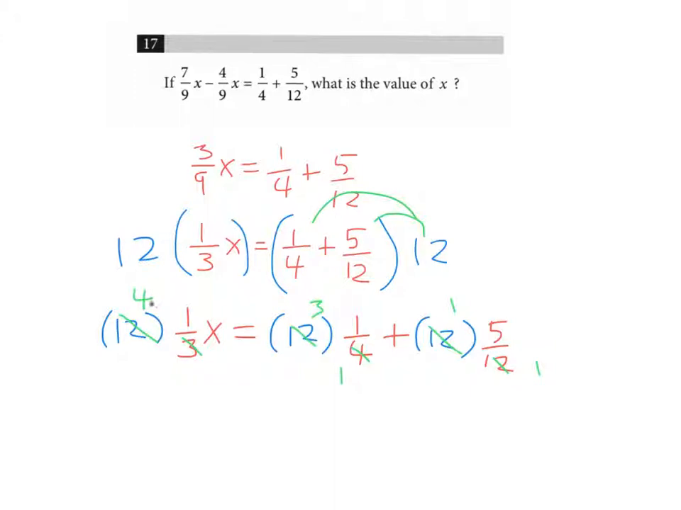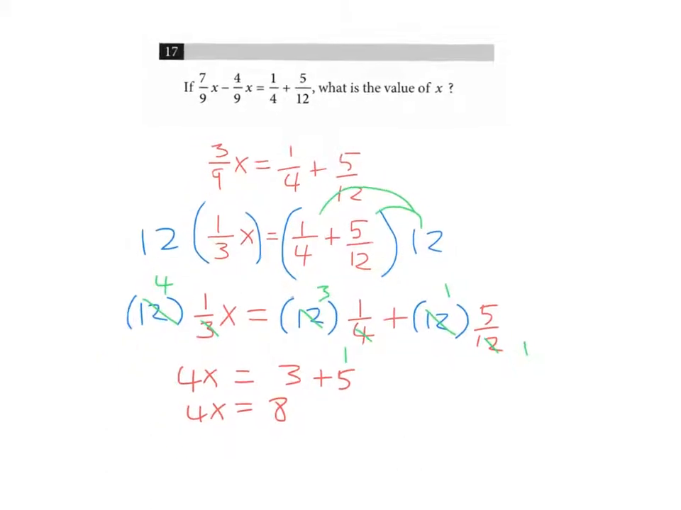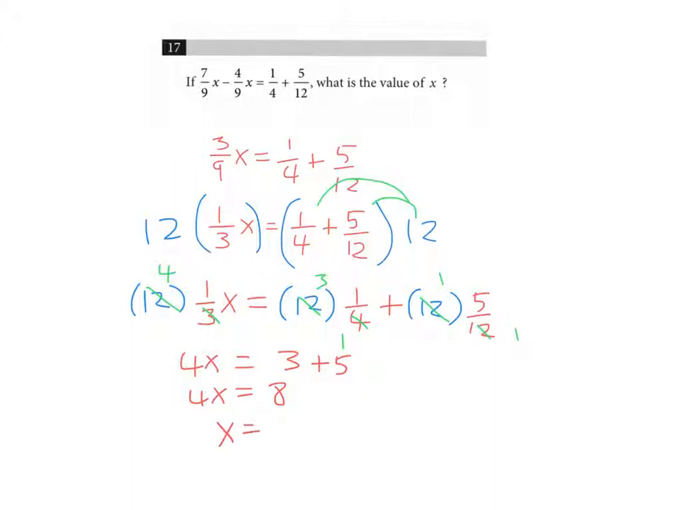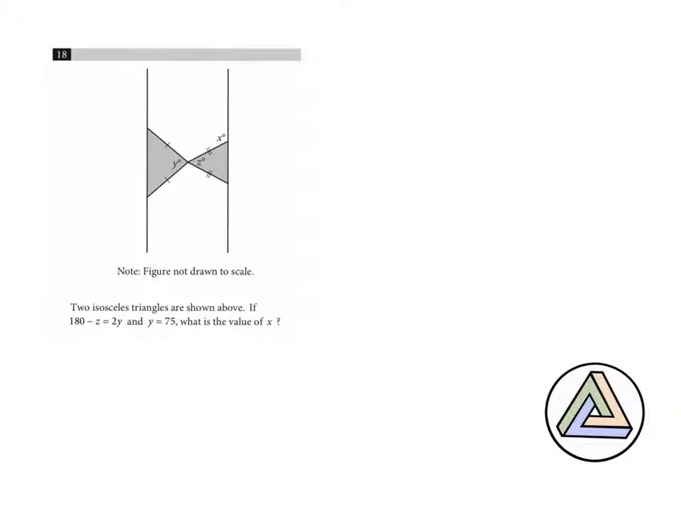So we have just a 4x, right? This is a 4x right there. It's 4 times x. And that equals, what is this? 3 is left over. And over here, we just have a 5 left over. If you look closely, this is a 5. So we therefore have 4x equals 8, and therefore x equals 2. We are done. That is the answer. X is 2.